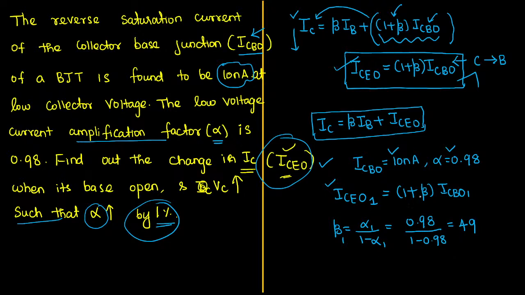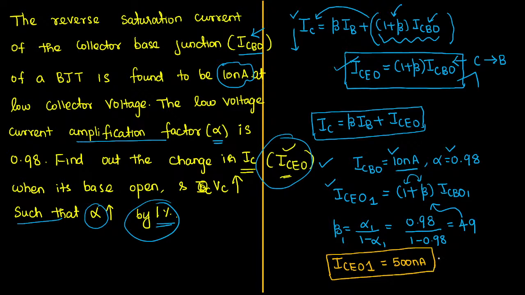If the value of beta 1 is 49, just substitute this value here, 49 plus 1 will become 50. And ICBO value is already given as 10 nanoampere. So we can easily say that the value of collector to emitter reverse saturation current in case number 1 will be equal to 50 into 10, which is 500 nanoampere, or we can say 0.5 microampere. Yes, sir. Anyway, you can treat this one as equation number 1 or data 1, first case.